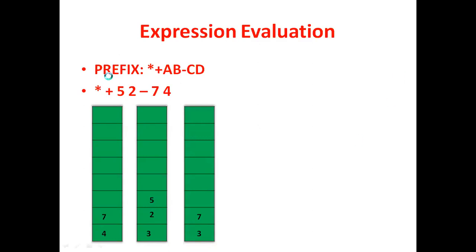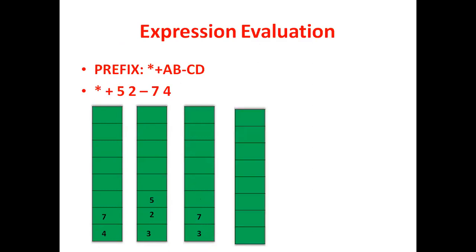Then we have one more operator, that is into. When we receive the into operator, pop the top two elements, those are 7 and 3. Apply the multiplication between 7 and 3, that is n1 is 7, n2 is 3, n1 into n2, that is 21. So our prefix expression result is also 21. So the expression can be in any form, but the result is the same. Thank you.